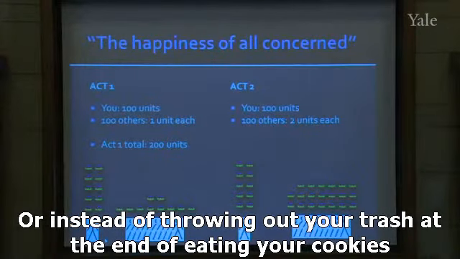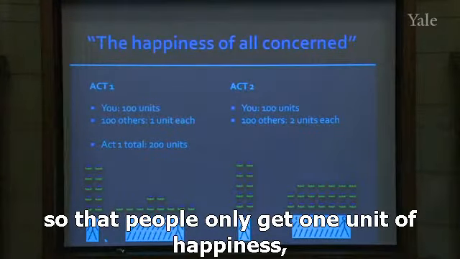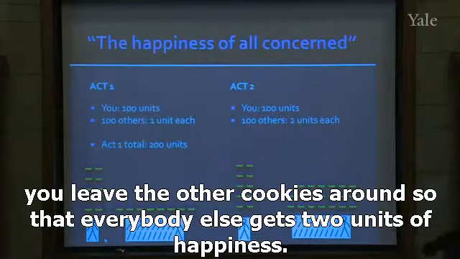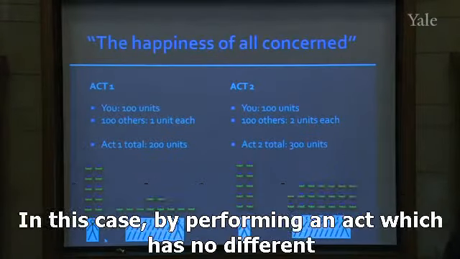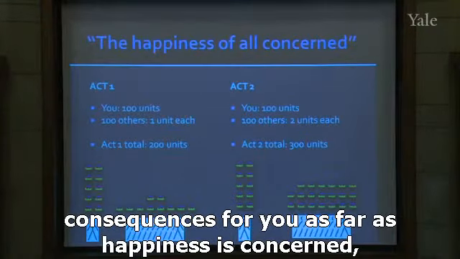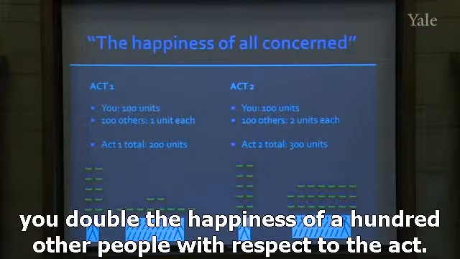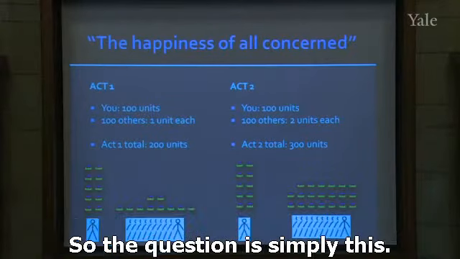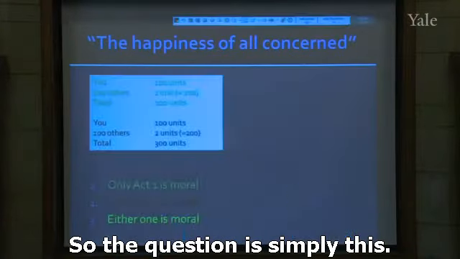Or instead of throwing out your trash at the end of eating your cookies so that people only get 1 unit of happiness, you leave the extra cookies around so that everybody else gets 2 units of happiness. In this case, by performing an act which has no different consequences for you as far as happiness is concerned, you double the happiness of 100 other people with respect to the act. So the question is simply this.